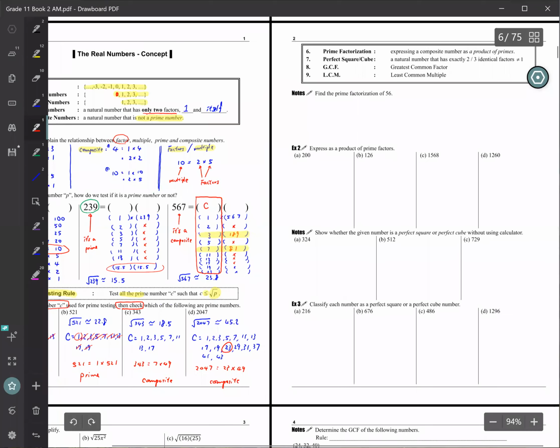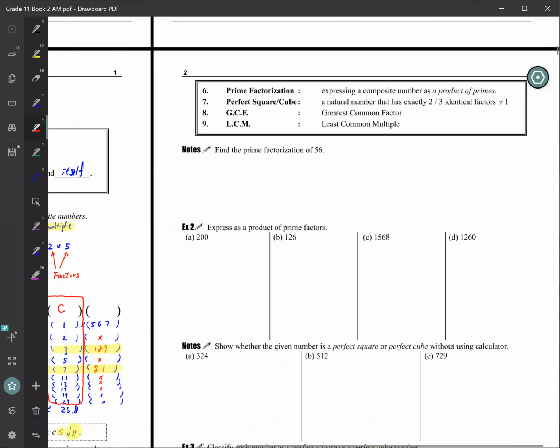So first one is the prime factorization, okay? So we want to break down the numbers into factors of prime, okay? Factors of prime, that's why it's called the prime factorization. And the use of that is we can use it to check if the number is a perfect square or perfect cube, okay? And we can also use the same thing to help us find GCF and LCM, okay?